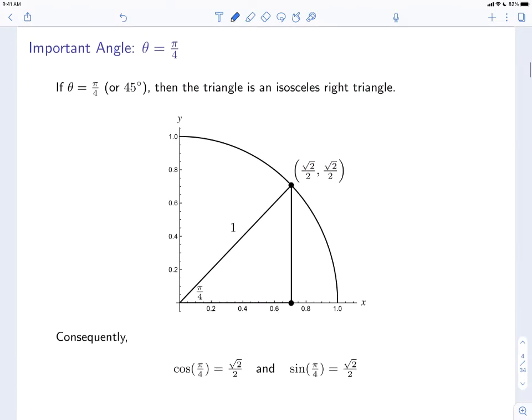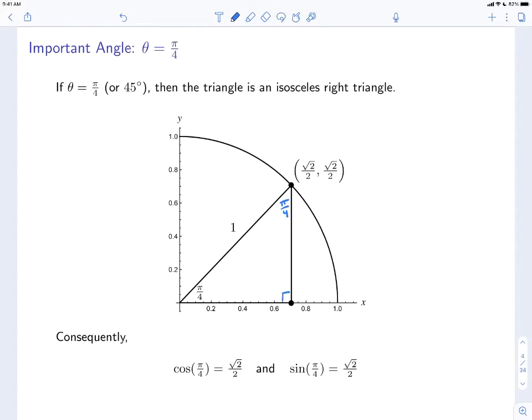Our first example is theta equals pi over 4, or 45 degrees. If you have a 45-degree angle, then this is a 45-degree right triangle, so it's an isosceles right triangle. This angle here, of course, is necessarily 90 degrees, or pi over 2. It's a right angle. So that means that if this angle is pi over 4, then this angle must be pi over 4 as well.